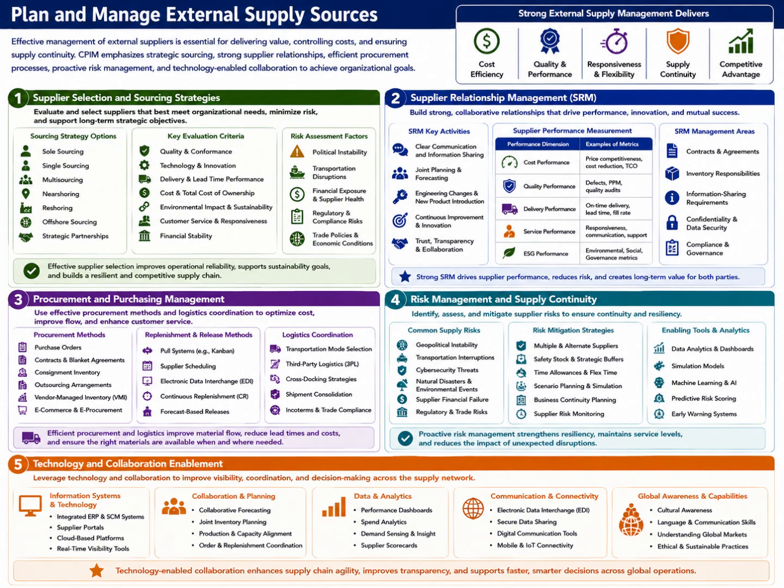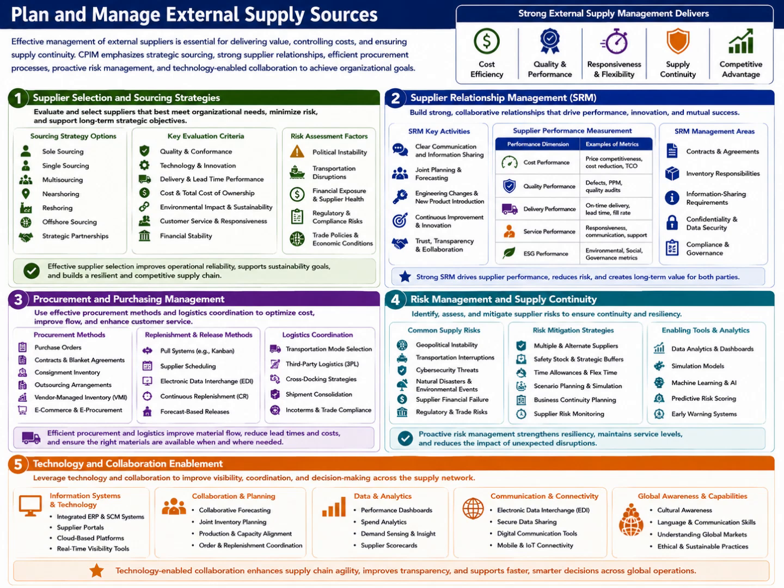Risk management and supply continuity are increasingly important within external supply management. Organizations face growing exposure to disruptions caused by geopolitical instability, transportation interruptions, cyber threats, environmental events, and supplier financial failures. CIPM emphasizes the importance of proactively monitoring supplier risks and implementing contingency strategies to maintain operational resilience. Businesses may utilize strategic buffers such as safety stock, alternate suppliers, and time allowances to reduce vulnerability.